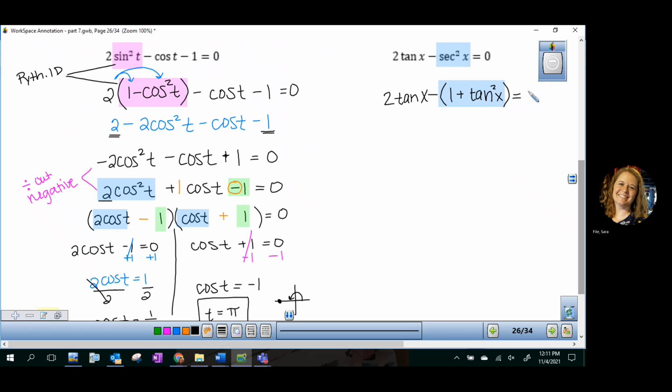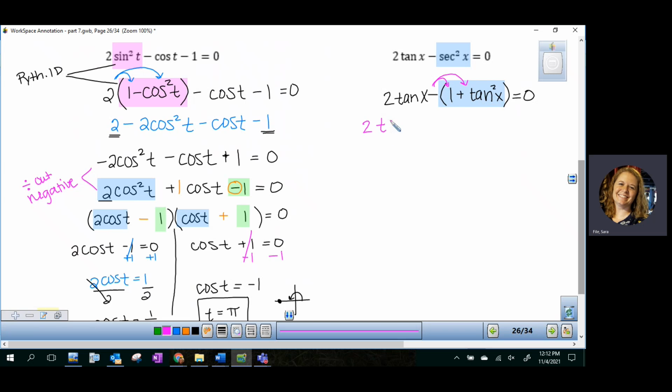All right. What do you think we do next? Does it look like it's in quadratic form, like a trinomial, yet? Okay, same thing we did over here. We distributed that 2. Here it's an understood 1, but it's negative, so we have to distribute that -1 to both of those terms. So we'll have 2 tangent of x minus 1 minus tangent squared of x.